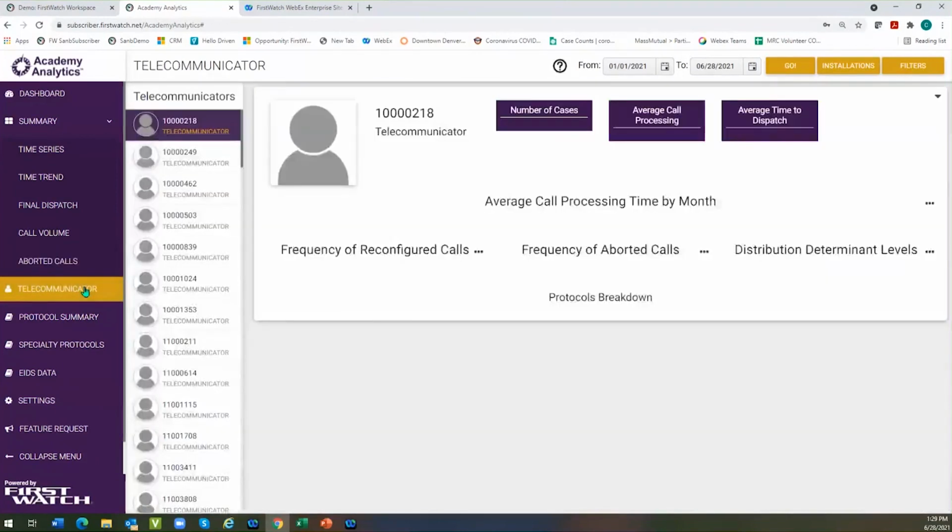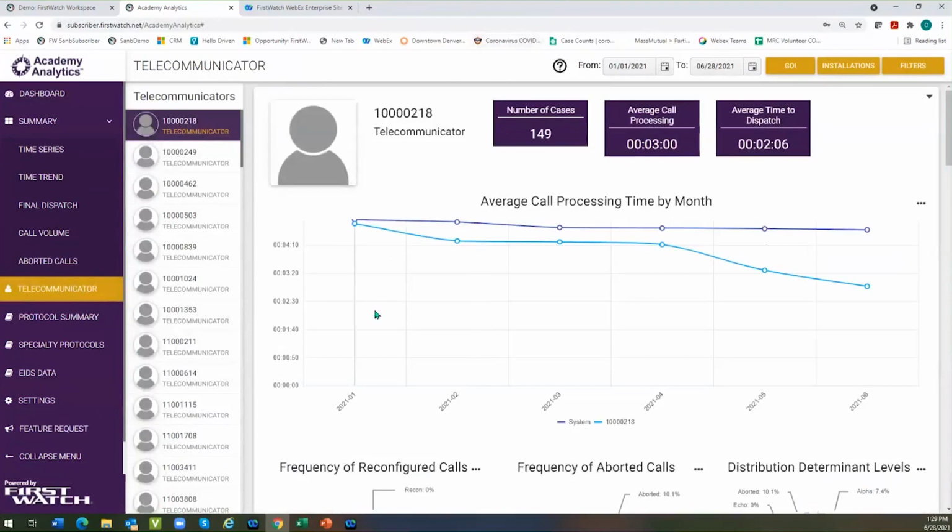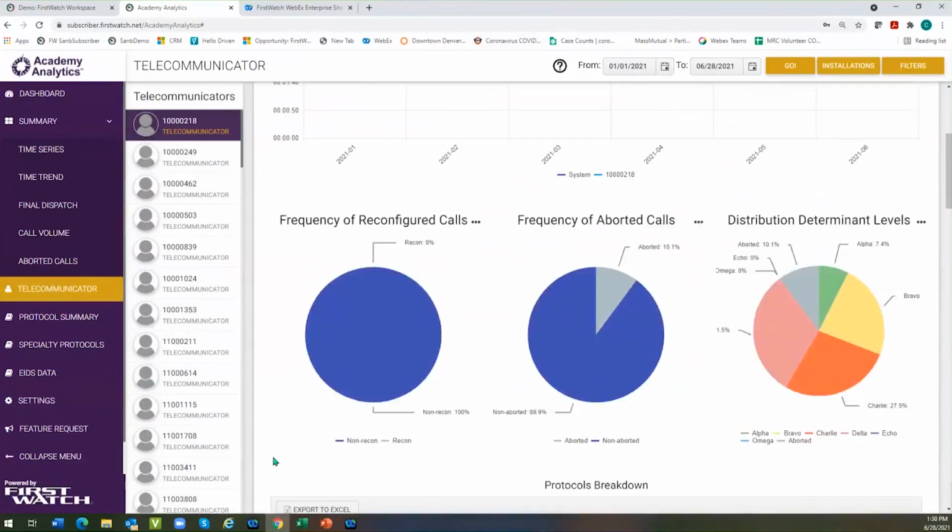By clicking into the Telecommunicator tab, we're able to see information specific to each individual telecommunicator. Here you can see the average call processing time by month for the call taker, as well as the average call processing time by month for the agency. Here's the frequency of reconfigured calls for this individual telecommunicator, frequency of aborted calls, and distribution determinant levels.